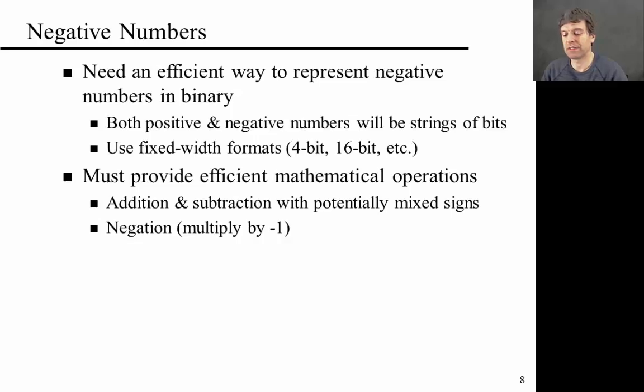Okay, so we just learned about addition, but we've really only looked at positive numbers, or adding positive numbers. So the next thing we need to do is essentially to think about how we can represent negative numbers, right? So what we need is an efficient way to represent negative numbers. Meaning that both positive and negative numbers are effectively going to be strings of bits.